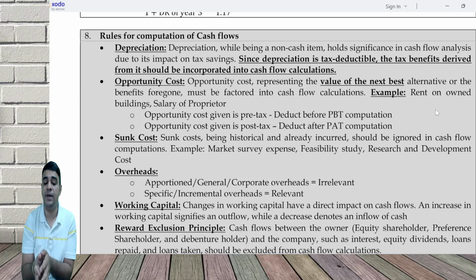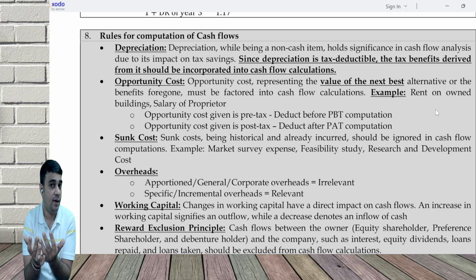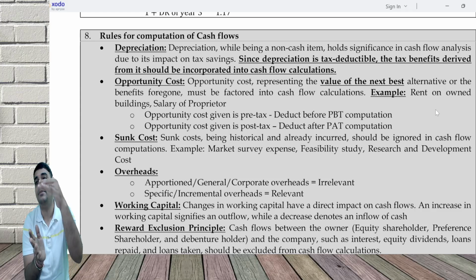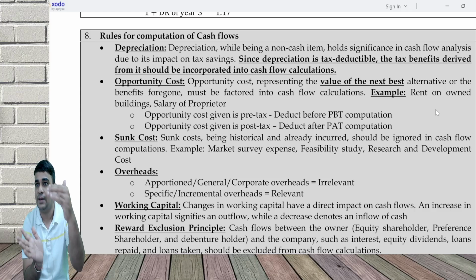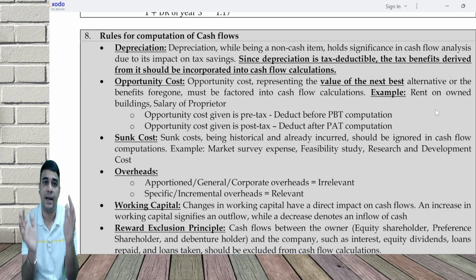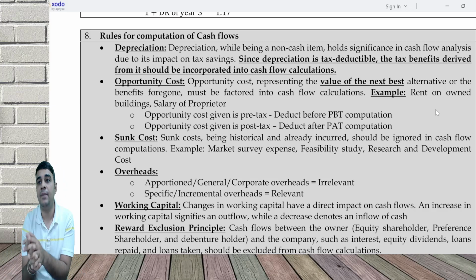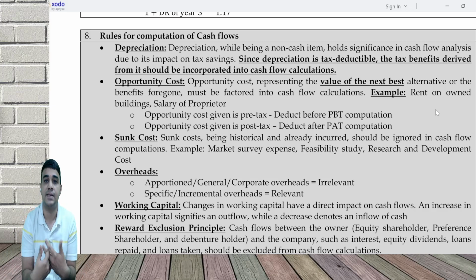Opportunity cost given pre-tax, deduct before PBT. Opportunity cost post-tax, deduct after PAT. Again, I'm repeating, some of these rules were very critical at CA Inter level. Finally, they can end up asking it, which is where segment 1 and segment 2 of our material is there, where I think we have a lot of sums. But if you see, none of those sums I would have marked for revision because they are not part of my last 10 RTP, last 10 MTP or study material. So I have not made them a question in my revision. I would not be discussing them, but technically ICAI can test them.